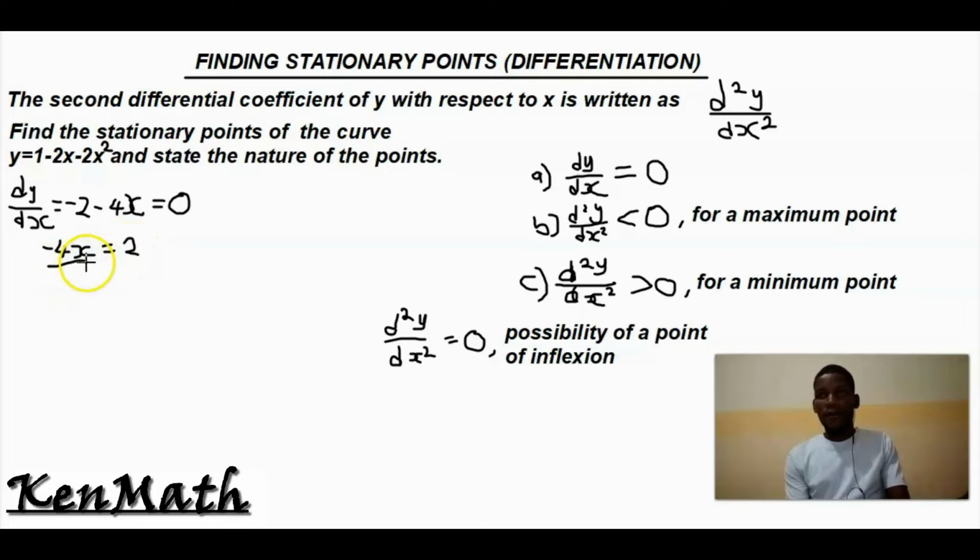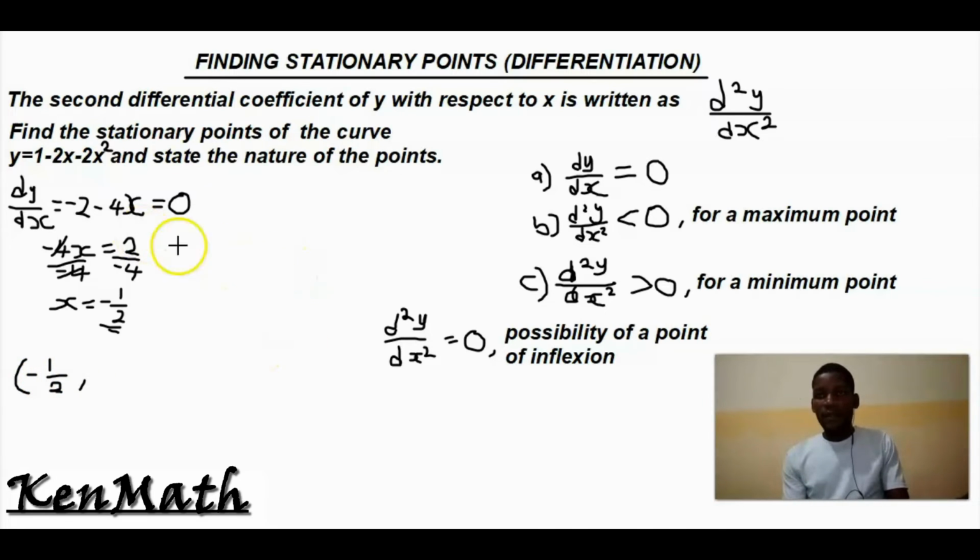And then from there we have to find the value of x. So we divide by negative 4, and on this side we divide by negative 4. So negative 4 cancels, which gives us x is equal to negative 1 over 2. These are the values of x, so negative 1 over 2. That is for the first point, which is the point of x.